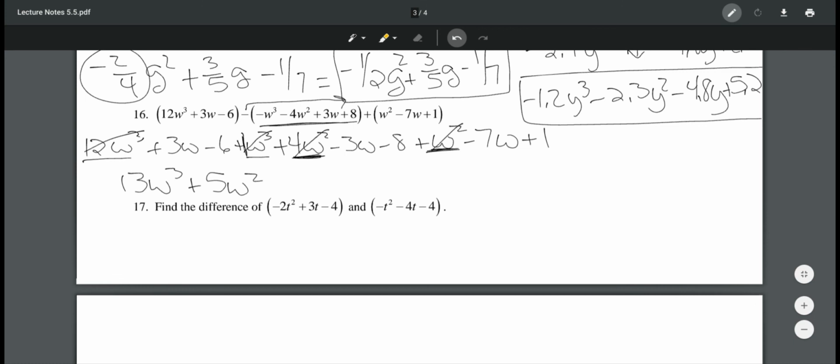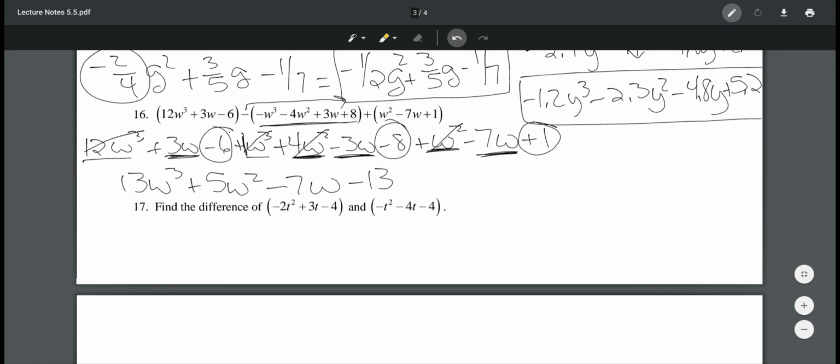Now, I have 3 w's. I have 3w, negative 3w, and negative 7w. Now, the 3 minus 3 is 0, and 0 minus 7 is negative 7. And then I add my negative 8, my 6, my negative 6, and my 1 together. So when I add all those numbers together, I get negative 13.